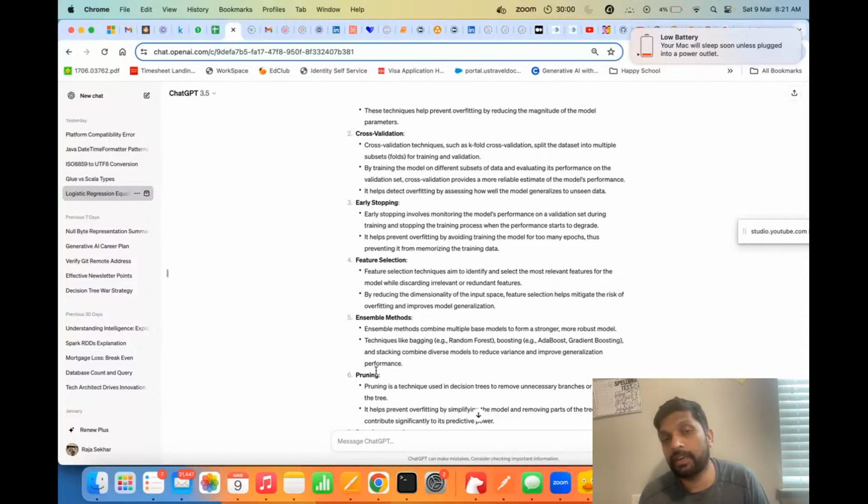Second important thing that we need to learn is when to use what. When should I use the bagging technique? When should I use the boosting technique? And when should I use the stacking technique? When you go for ensemble models.